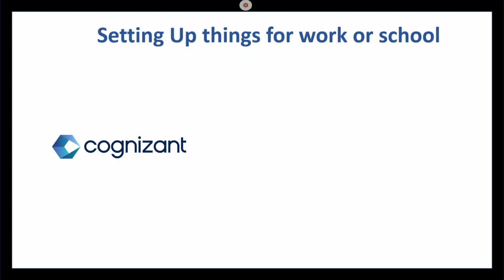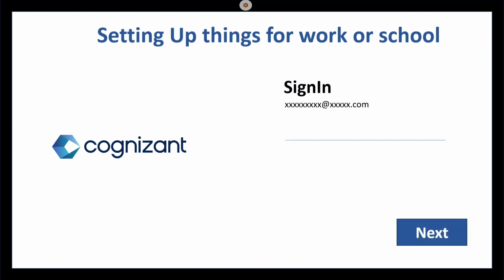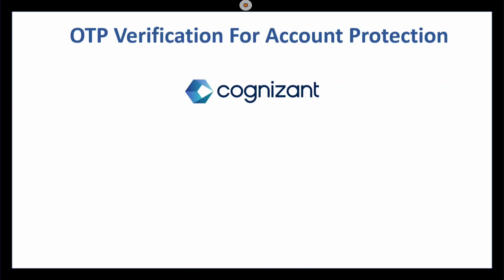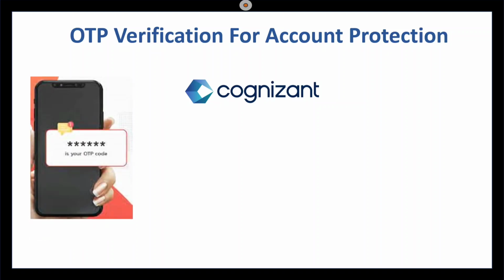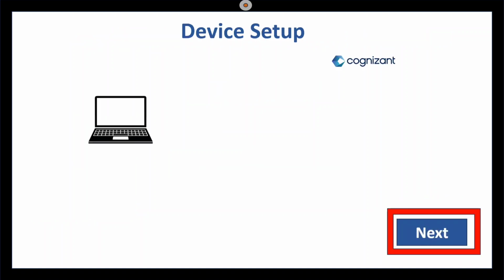Now you will be redirected to the page for setting up things for work or school, where it will ask you to sign in. Here you need to enter your mail ID. After entering, you can click on the next button. Here it will ask you for the password. Please enter the password and now click on next. After clicking next, it will ask for the OTP, which you will receive on your registered mobile number, guys. Once you receive your OTP, please enter it here. Now after entering the OTP, you can click on the next button.